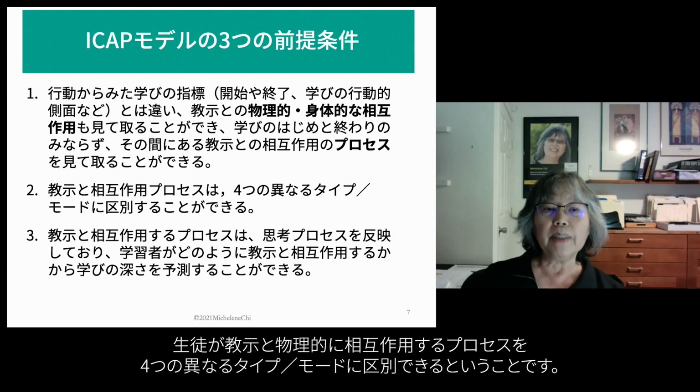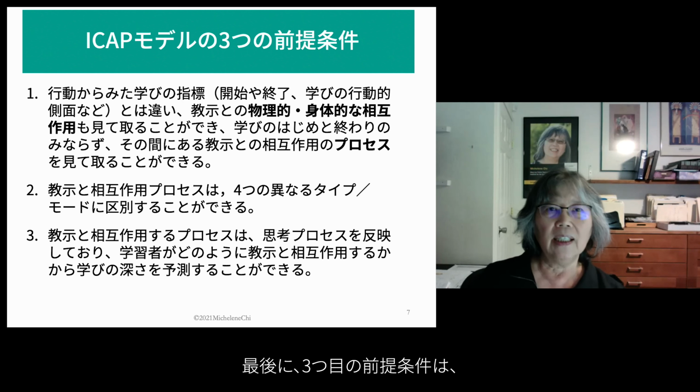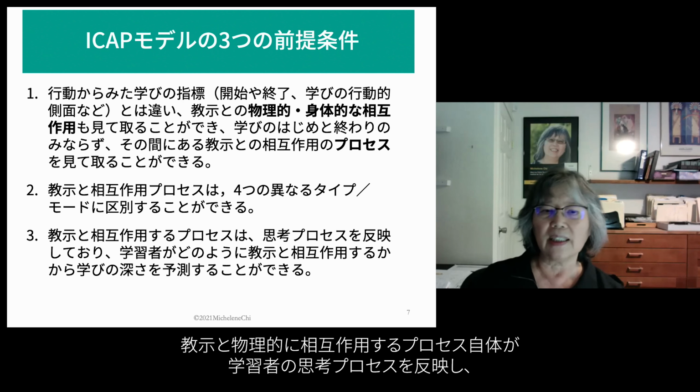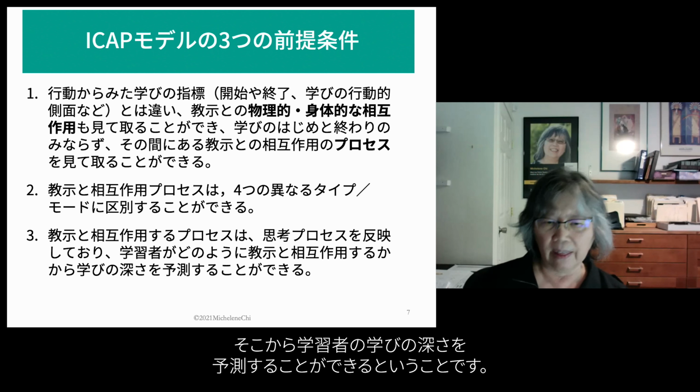The second assumption is that the process of interacting with instruction, that is, what is physically visible, can be differentiated into 4 different types of modes. And I'll show that to you soon. And finally, the third assumption is that the process of interacting with instruction reflects the thinking processes of learning, thereby how students interact with instruction predicts learning.